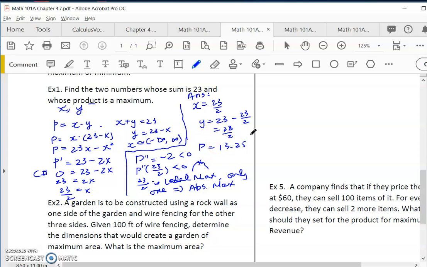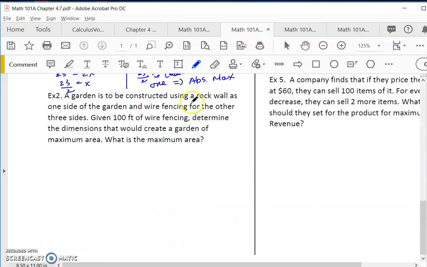This is how you do it. Okay. Example 2 is about a garden, an advanced kind of question. So this question talks about you have a garden, you use a stone wall.